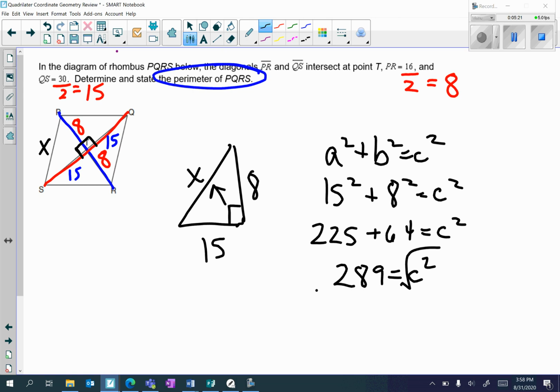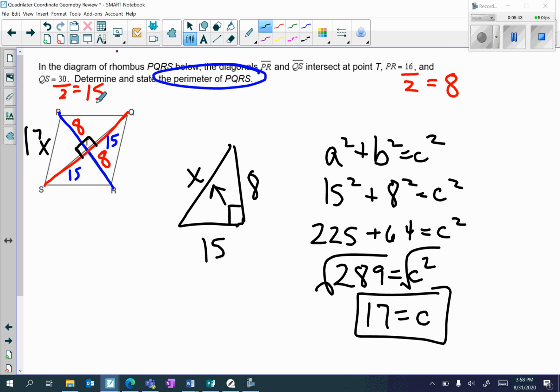Take the square root of both sides. The square root of 289 is a perfect square. It's 17. So let me get rid of that squared. C is equal to 17. Now that's not the perimeter, right? That's only the length of one side. All these sides are 17. So I can add 17 plus 17 plus 17 plus 17, or I could do 4 times 17. 4 times 17 is 68. That's the perimeter of the rhombus.